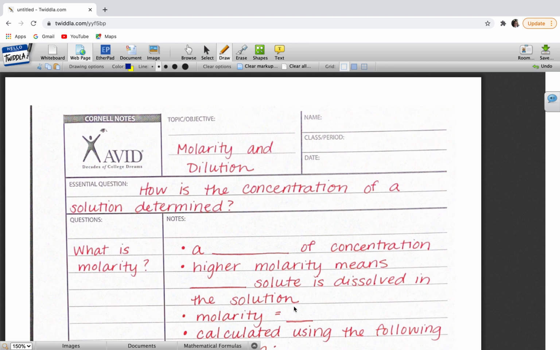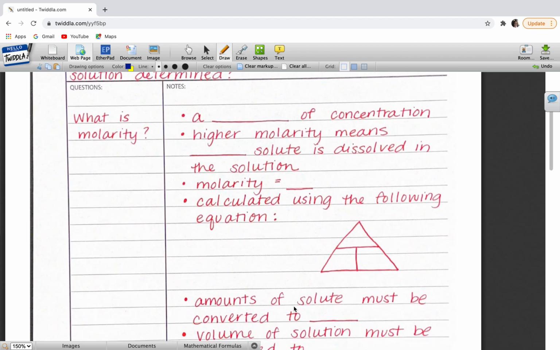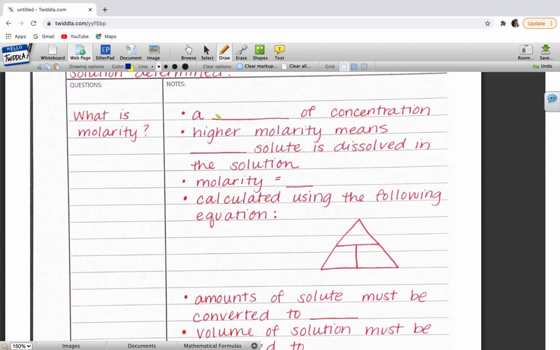Welcome. So today we're going to be discussing molarity and dilution. And by the end of this lesson, you guys should understand how to calculate the concentration of a solution. So first off, let's discuss what molarity is. What is molarity? It is a measurement of concentration.